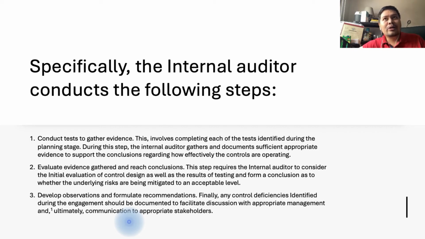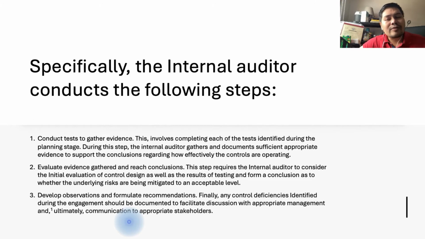If there are no more recommendations that you can think of, what you can do is provide an observation to check that the design of the controls is operating as intended. Things like that. Okay? Finally, any control deficiencies identified during the engagement should be documented to facilitate discussion with the appropriate management and ultimately communication to the appropriate stakeholders. So, especially if there is a deficiency, it should be documented well.